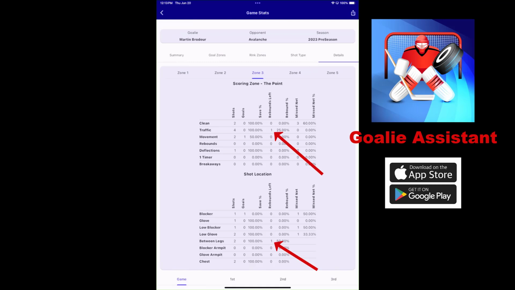Well, it was clearly a traffic shot. And they beat him between the legs. So he was screened from the point and got beat between the legs. So easily something we can work on, right? You can look at the tight angles.